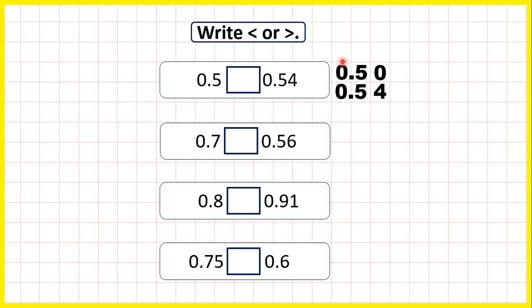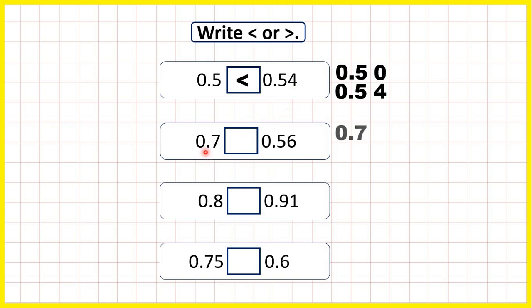So both numbers have 0 in the ones, so we move on to the tenths. Both numbers have 5 tenths, but when we compare the hundredths, we can see that this first number has 0 hundredths and the second number has 4. So our larger decimal is 0.54.